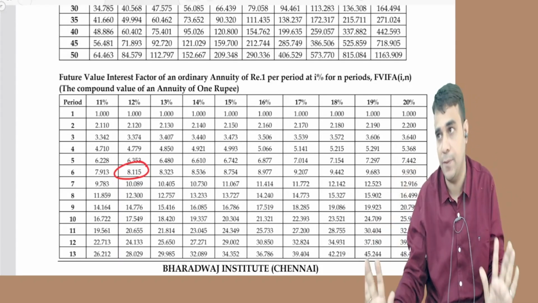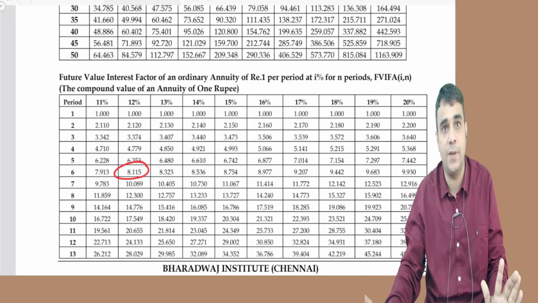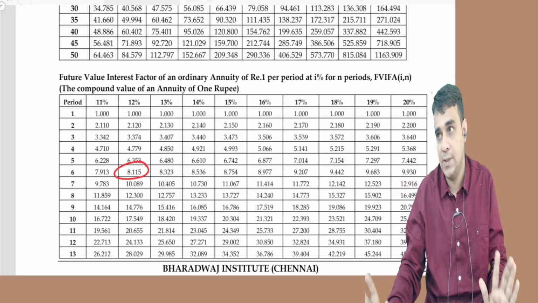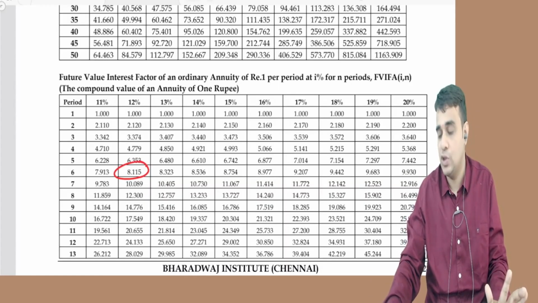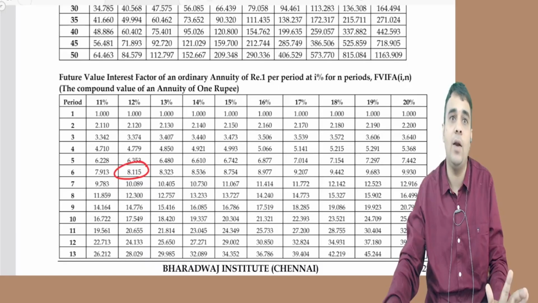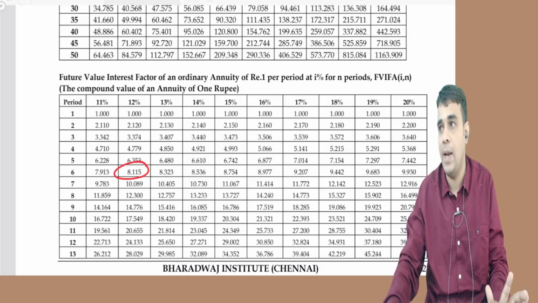Sixth year means stop at the fifth year. Put a GT button. Add 1 to that. Stop with 1 year less and add 1 to the final number. Stop with 1 year less and add 1, then only you'll get the factor.